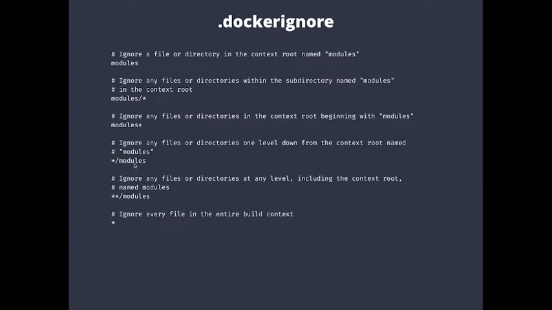But what if it has n number of levels down? Then we simply say asterisk asterisk slash modules. So it will simply ignore all the modules files wherever they are in the current context. And the last one is ignoring everything, right? For the entire build context, we can simply say asterisk. So any question on this dockerignore?